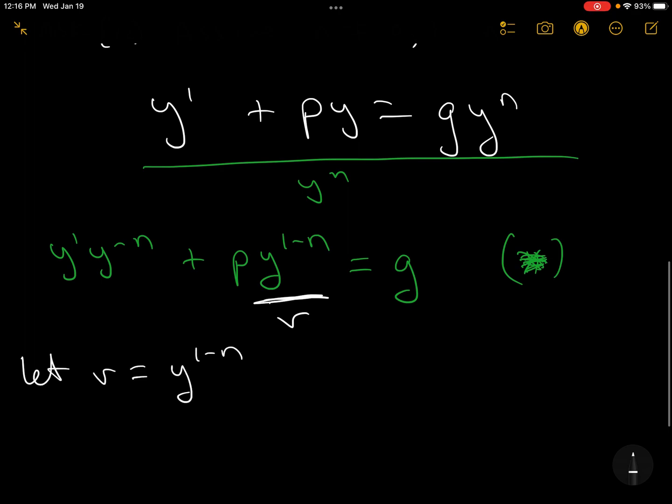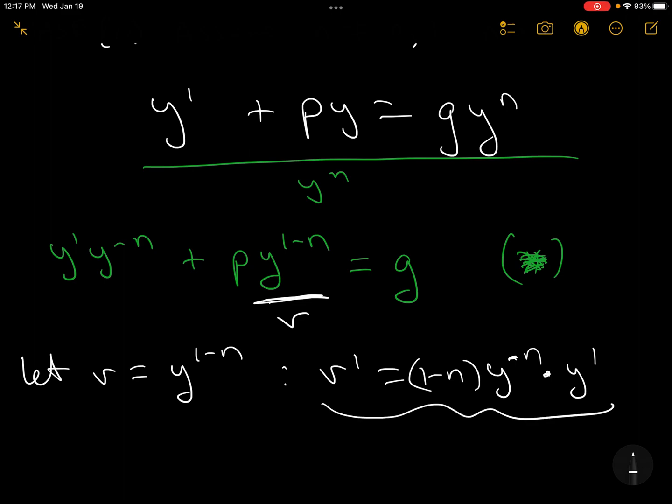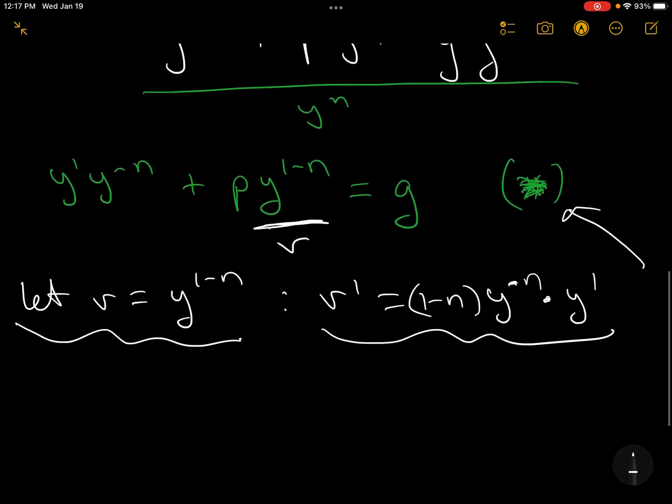You let v be y to the 1 minus n. Then v prime is 1 minus n times y to the minus n times y prime, right? I just did the power rule with implicit differentiation. Now we're going to sub this and this into star, being very careful. So I'll leave the first term off. So straight away we have p v, because we've replaced y to the 1 minus n with v.